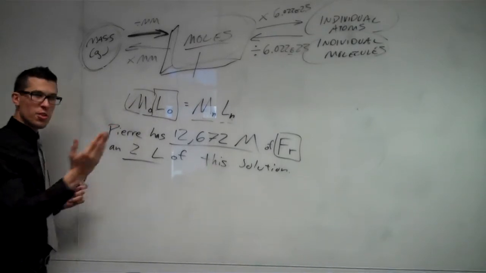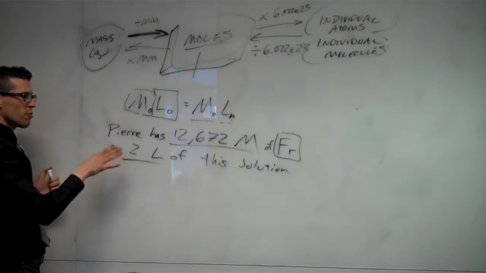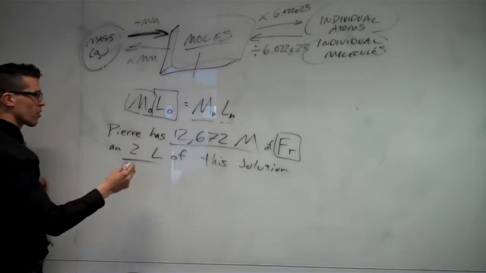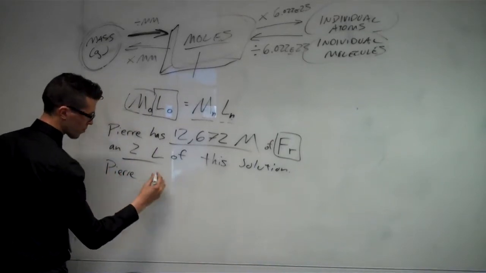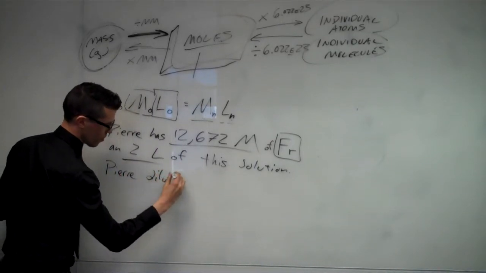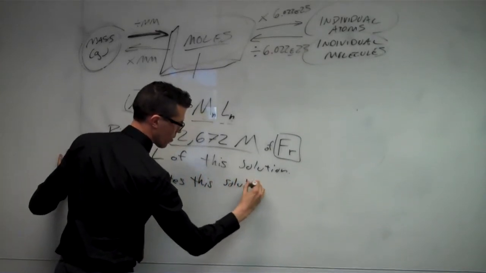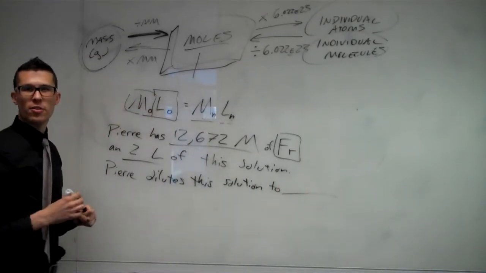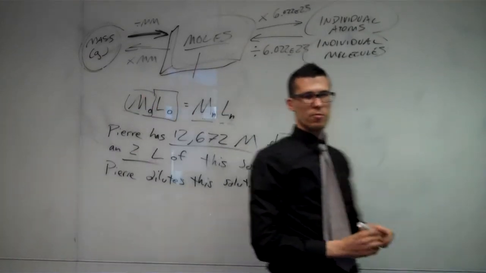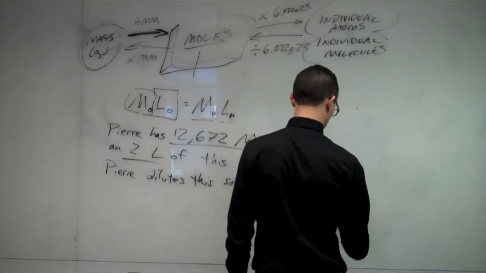Now he's going to dilute this. By diluting, all you have to do is make sure that you increase the volume. So now Pierre dilutes this to how many liters? It has to be bigger. 23 liters.